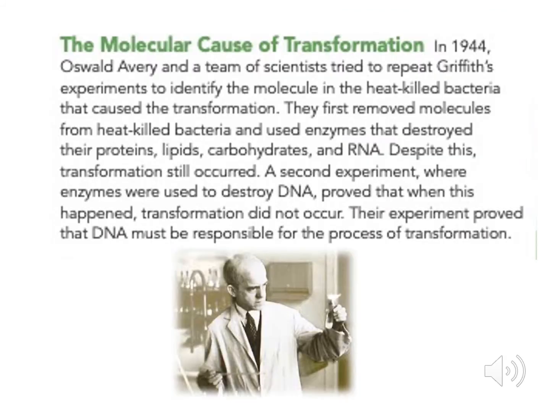In 1944, Oswald Avery and a team of scientists tried to repeat Griffith's experiments to identify the molecule in the heat-killed bacteria that caused the transformation. They first removed molecules from heat-killed bacteria and used enzymes that destroyed their proteins, lipids, carbohydrates, and RNA. Despite this, transformation still occurred. A second experiment, where enzymes were used to destroy DNA, proved that when this had happened, transformation did not occur. Their experiment proved that DNA must be responsible for the process of transformation.